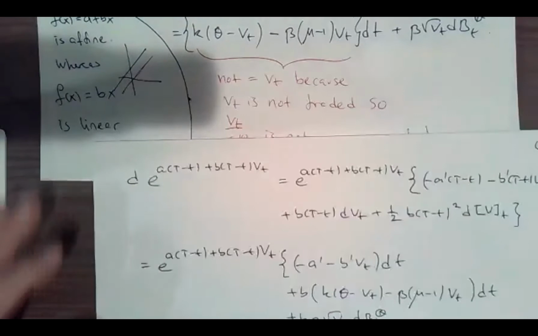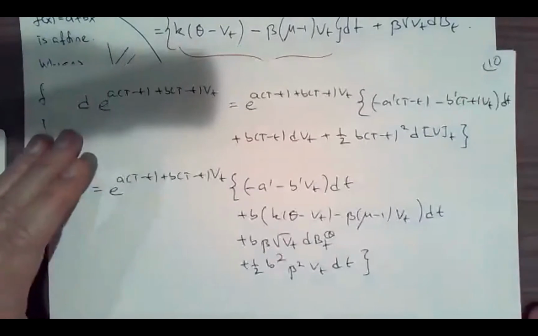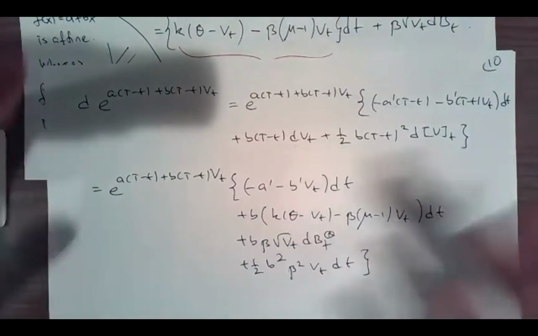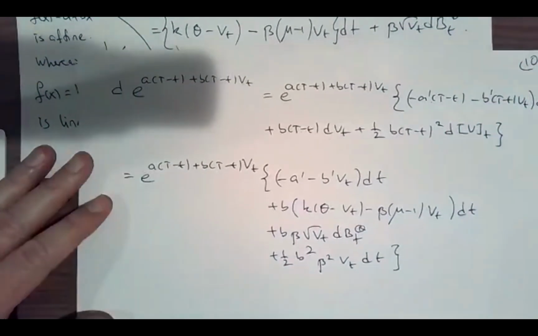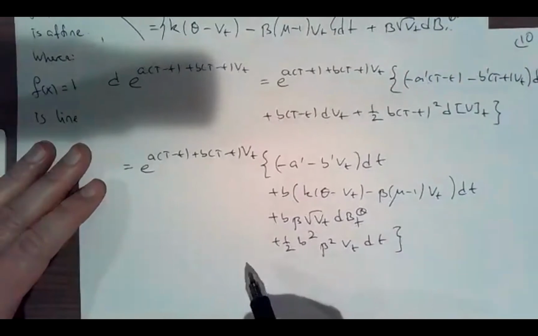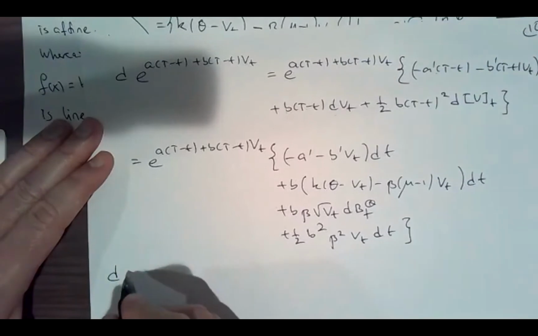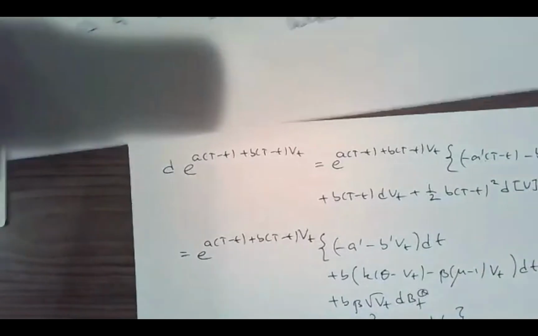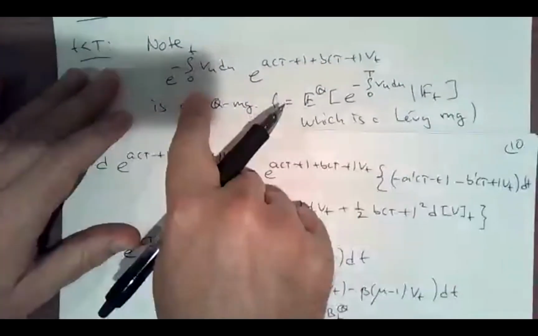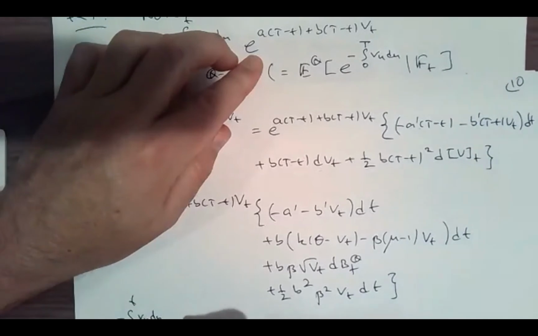I want the drift to be zero. I want the discounted one to be a martingale. So if I look at the discounted one, what was the martingale term? d of this one up here, e to the integral from 0 to t of v_u du times that mess.